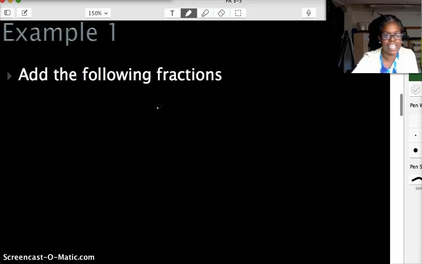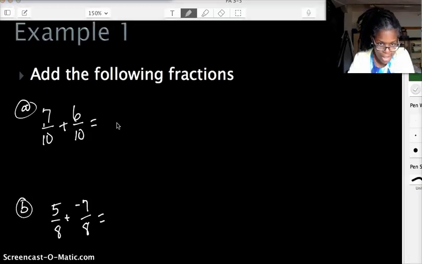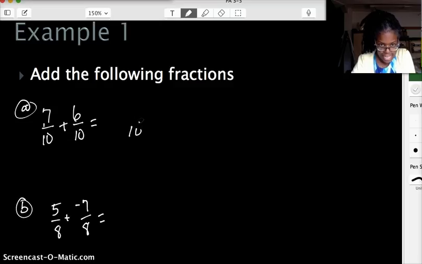Okay, let's take a look at example 1. Add the following fractions. So here are the problems. We've got common denominators. When our denominators are the same, we just add the numerators and bring the denominator along for the ride. So I'm going to leave a 10 down here, and my numerator is going to be 7 plus 6 just to maintain that order. 7 plus 6, and what that leaves me with is 13 over 10.